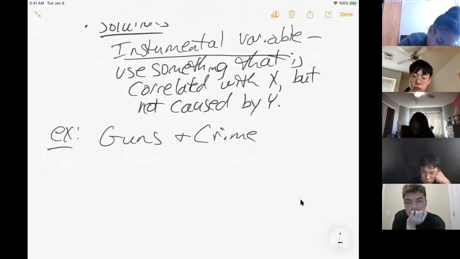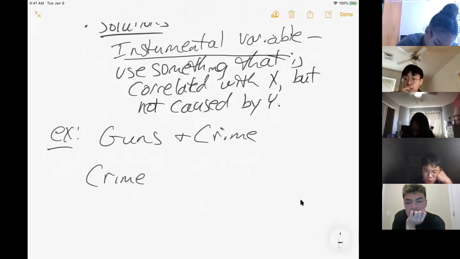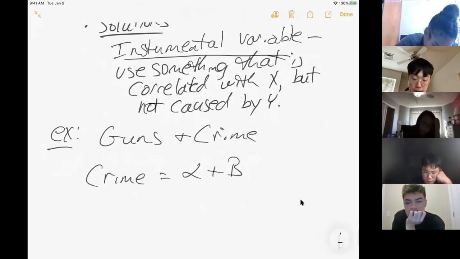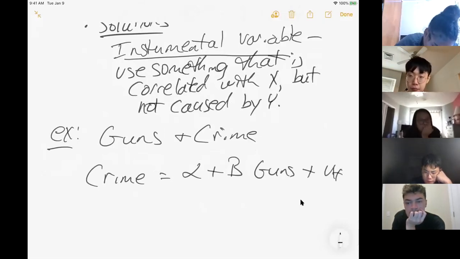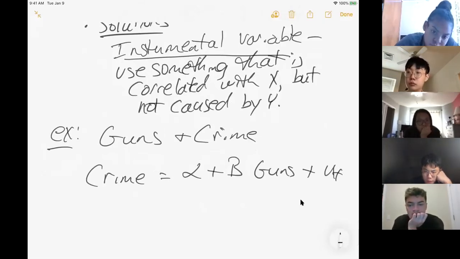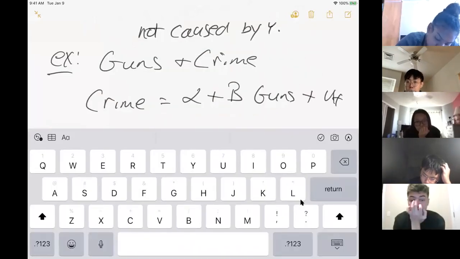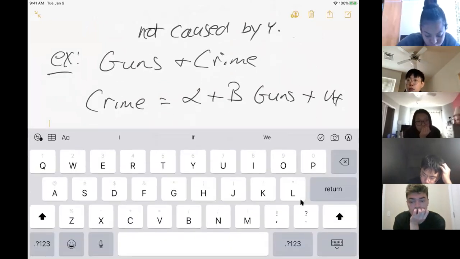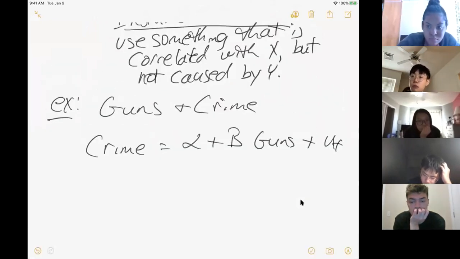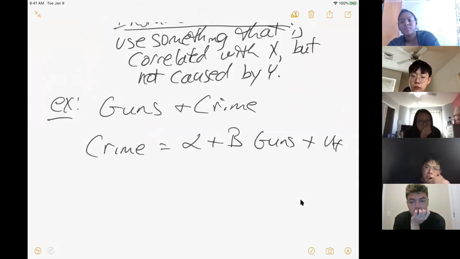A study looking at the effects of guns on crime. And so what happens if you estimate this model? You have simultaneity bias, right? Could more guns or less guns cause crime? Yes, guns could impact crime. But is it also true that crime impacts the number of guns? Yes, you have simultaneity bias. Okay? So, what do you do?